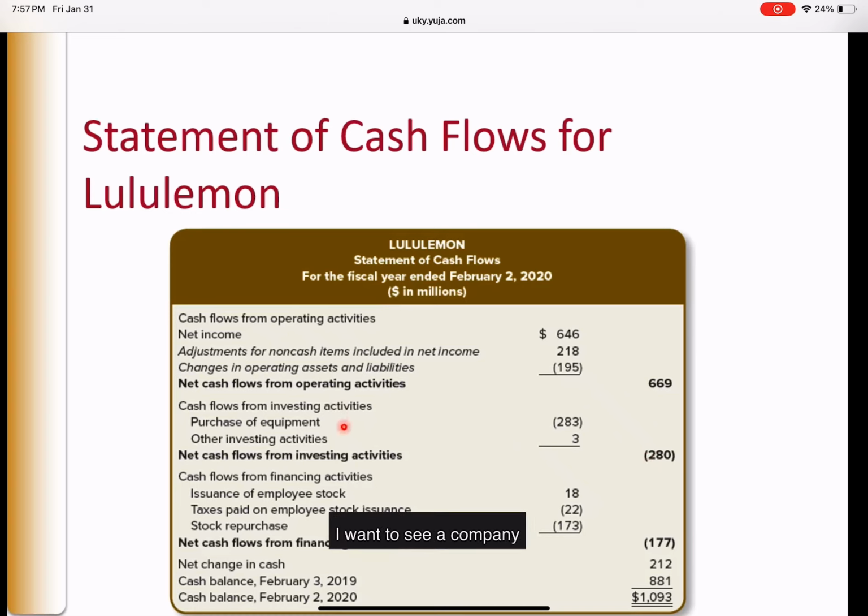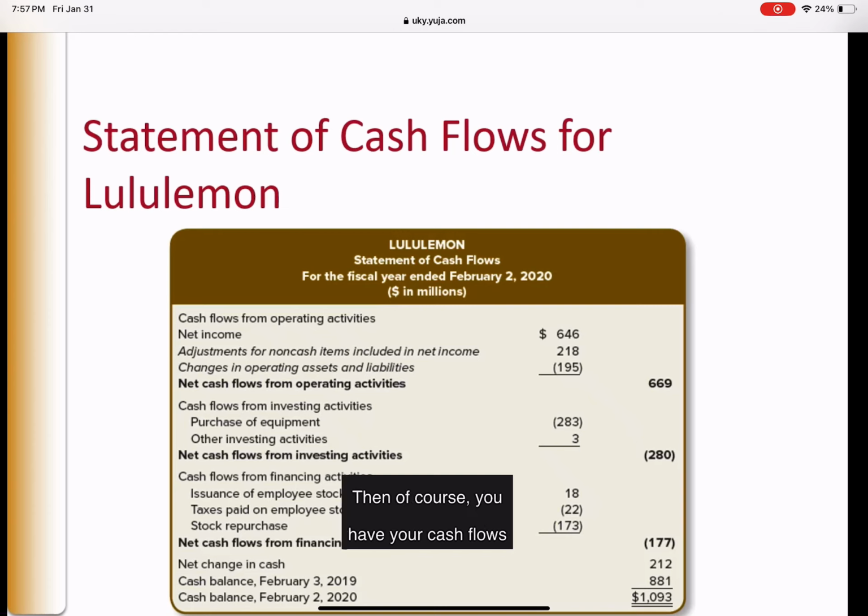I want to see a company investing. And they had purchase of equipment of $283 million and some other investing activities. And the real good news here is their cash flows from operations cover that, meaning that they don't have to borrow money or issue stock to cover their investing outflows. So they're living within their means.